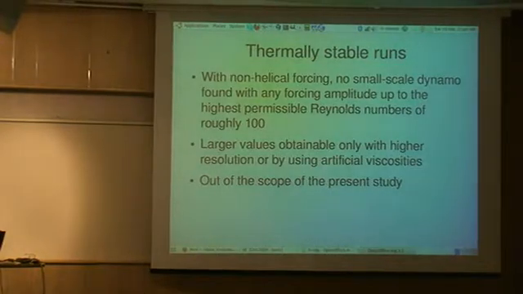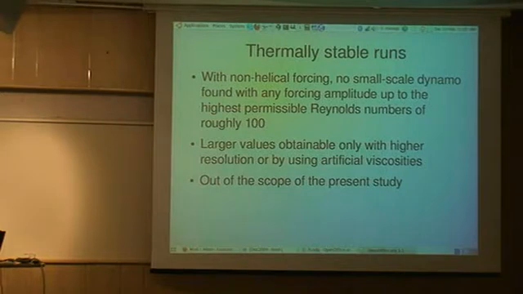And then what was the most surprising thing about these thermally stable runs was that with the non-helical forcing we were not able to find any small-scale dynamo action up to a Reynolds number of roughly 100, which was completely different from a study from Axel and others, I think, where they found dynamo action at a Reynolds number of 60. So we were also expecting to see it roughly there, but we didn't.